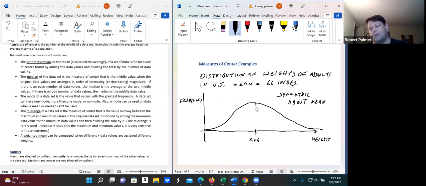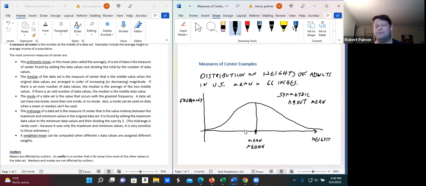Okay, then this spot right here, once again, this is our average or our mean. Let me write it as a mean. This value right in the middle is our mean. It's also the same as our median, because that's the middle value.